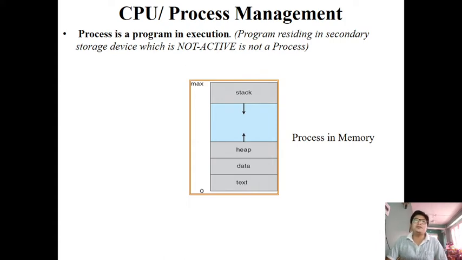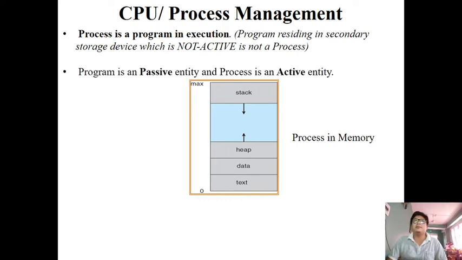Any program which is residing in the secondary memory is not said to be in an active state, it is said to be in a passive state. So a program is a passive entity and a process is an active entity. Passive entity because it is in the secondary storage device and not under execution. And a process, or program under execution, is an active entity because it is in the primary memory like RAM. Now any process that is in the primary memory has some information.